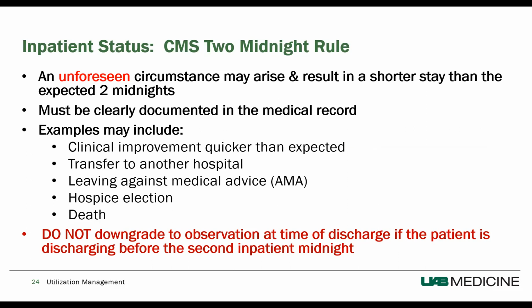And I want to stress this last point. Please do not downgrade to observation at time of discharge if the patient is discharging before the second inpatient midnight. I've actually seen 1 or 2 providers that will do that. They'll put in a change patient type order to observation right before the discharge order, and the patients would appropriately have been inpatient. But when that order goes in, then we lose the ability to submit an inpatient claim. And also observation charges begin at the time of the observation order, so we lose that revenue as well.